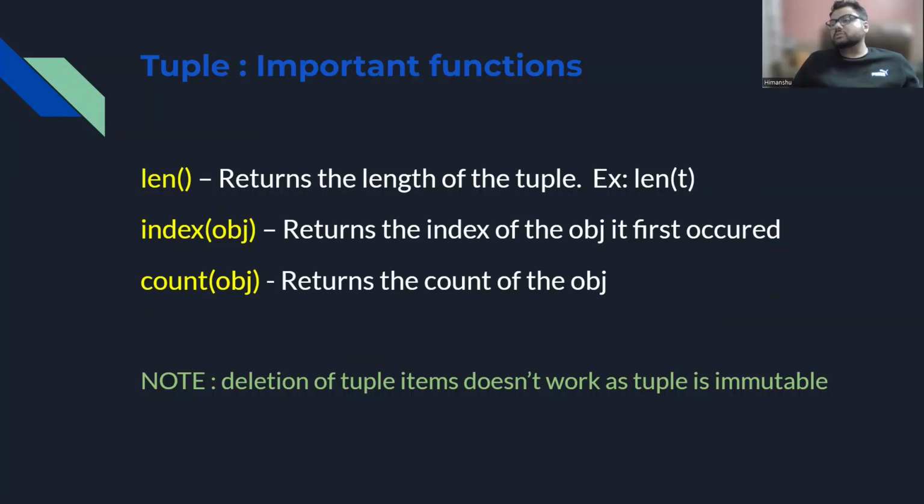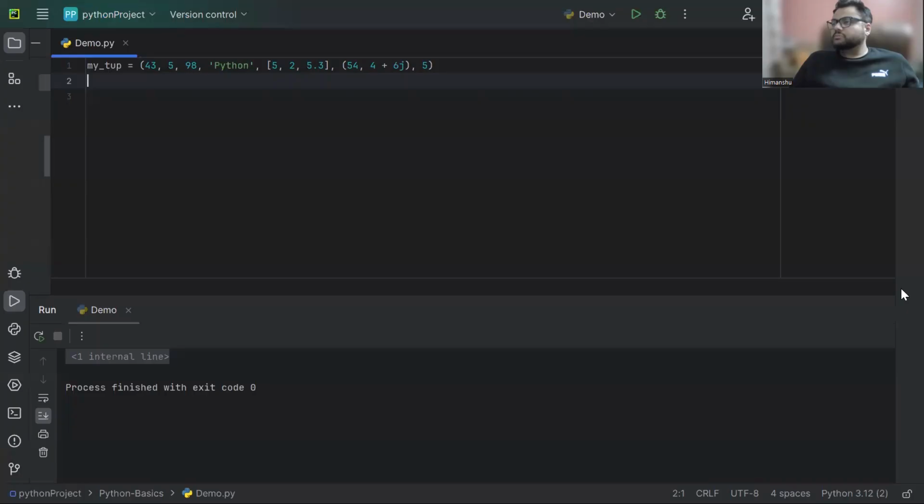Length, like we saw in the list and string, returns the length. Index will return the index of the object it first encounters, like we saw in the list also. And count will return the count of the object. And there is one important note: since tuples are immutable, you cannot perform deletion, like we did in the list. So let's dive into the small demo.